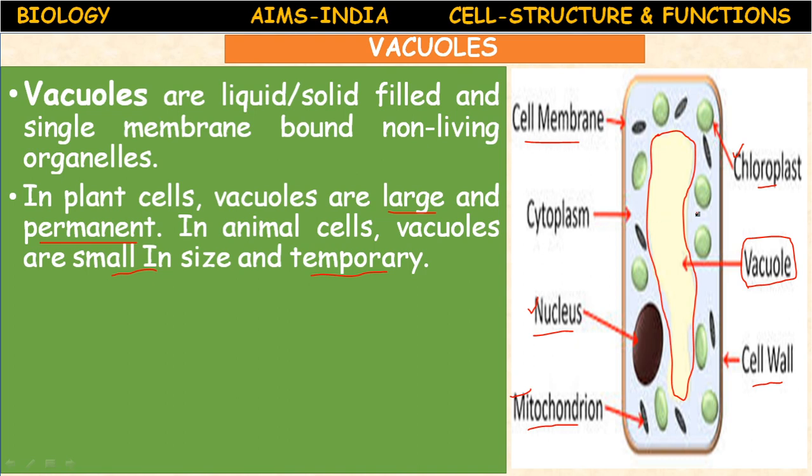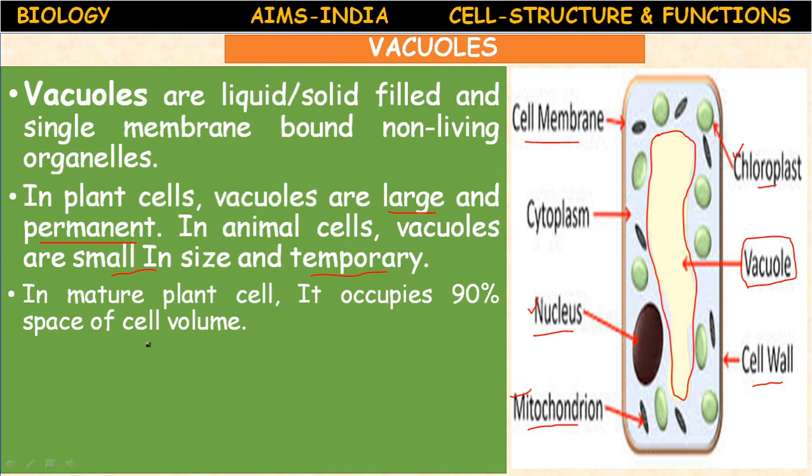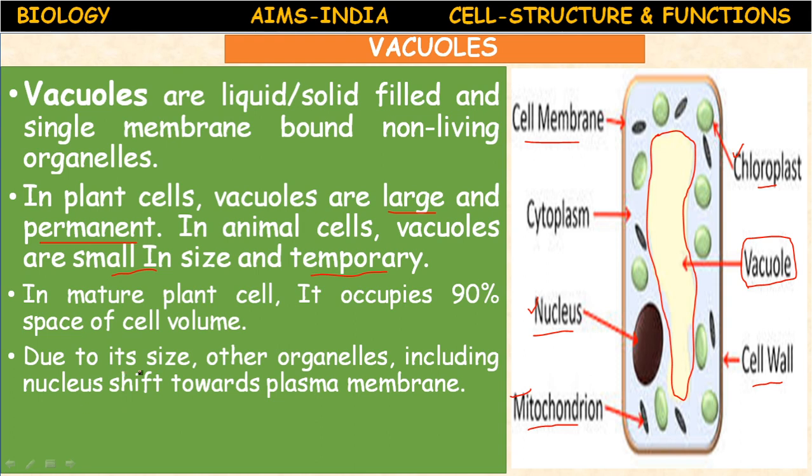So it maintains osmotic balance in the plant cell. The excess food materials or fluids which are present in the cytoplasm of the cell are absorbed into the vacuole. In a mature plant cell, it occupies 90% of the space of the cell volume. Due to its size, other organelles, including the nucleus, shift towards the plasma membrane. So this is the cell membrane or plasma membrane. So the nucleus is pushed this side.